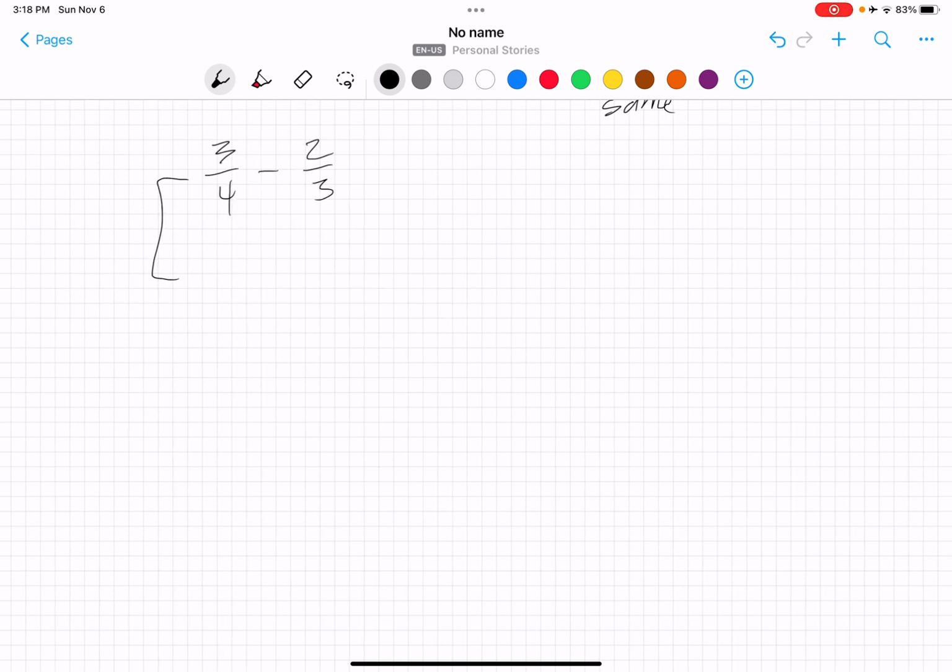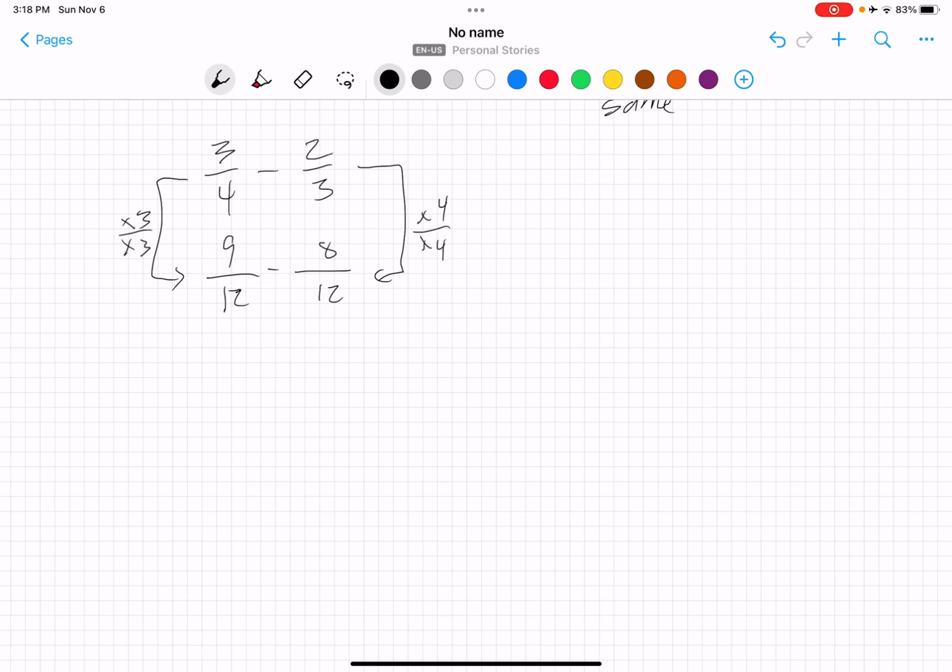Okay. So equivalent fraction says, I know I want to get the same denominators. I know that 4 and 3 make 12. So how did I get the 4 to become 12? I multiplied by 3. So that will give us 9 at the top. I multiplied the bottom here by 4, so the top has to be multiplied by 4. That will give me 8.